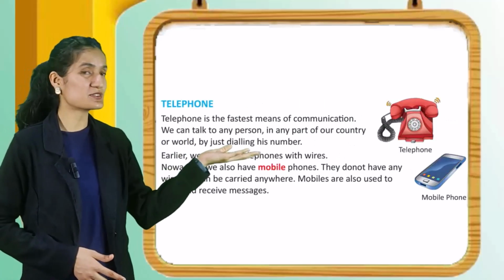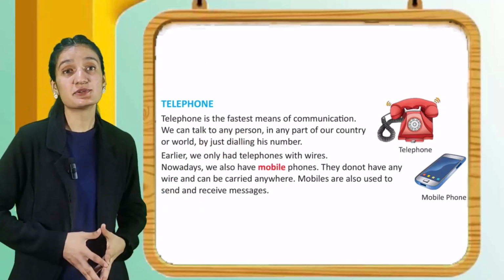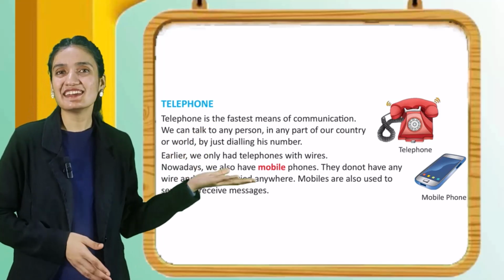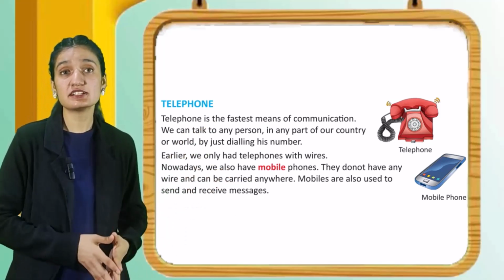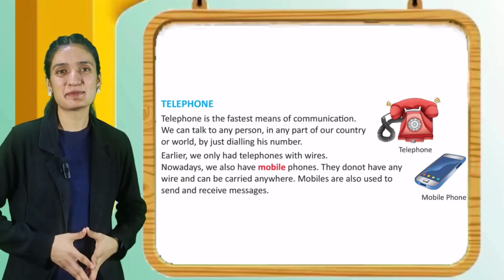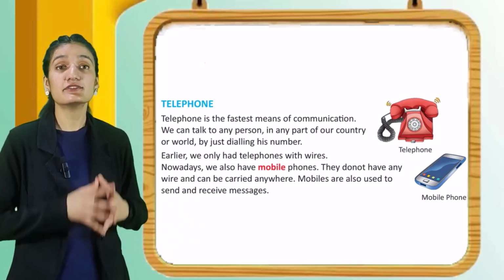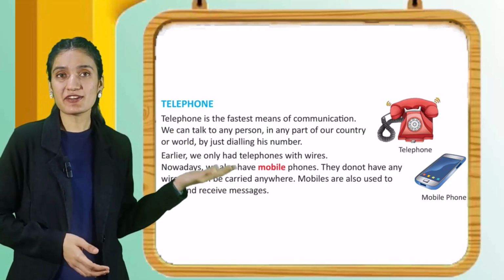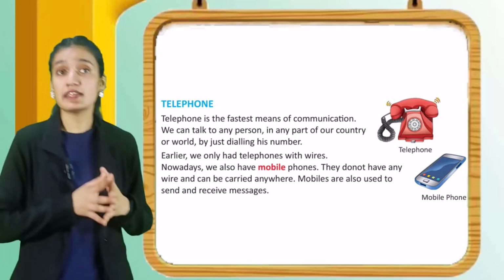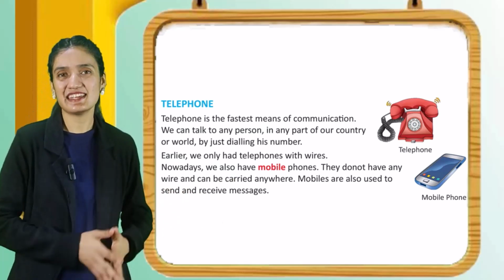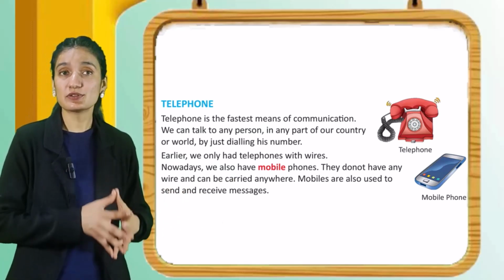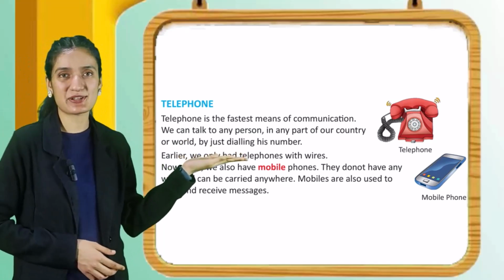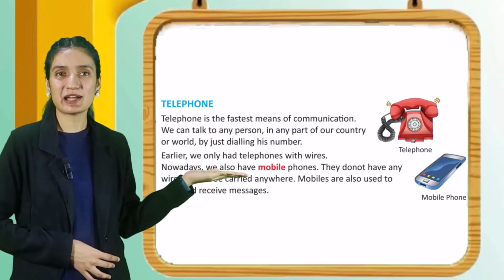Now, let's move on to telephone. Telephone is the fastest means of communication. We can talk to any person in any part of our country or world by just dialing his number. Earlier, we only had telephones with wires. Nowadays, we can also have mobile phones. They do not have any wire and can be carried anywhere. Mobiles are also used to send and receive messages. Here is a picture of a telephone and mobile phone.